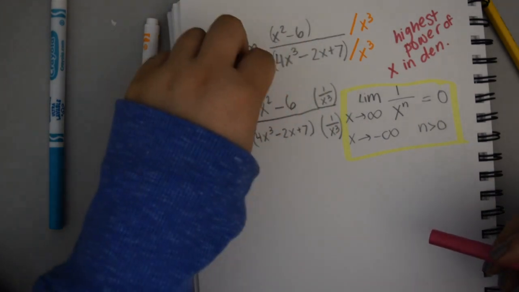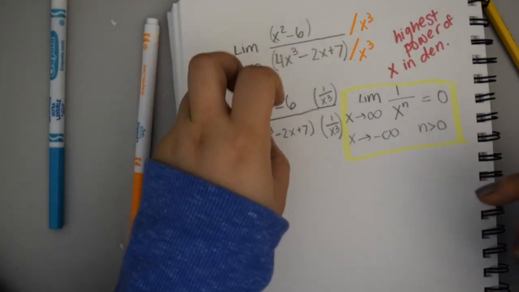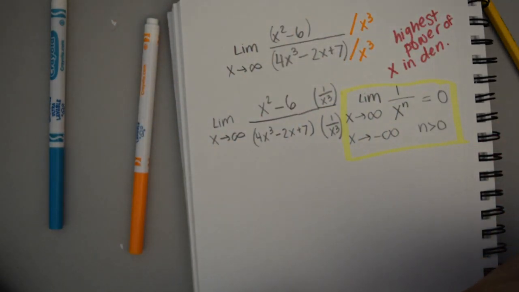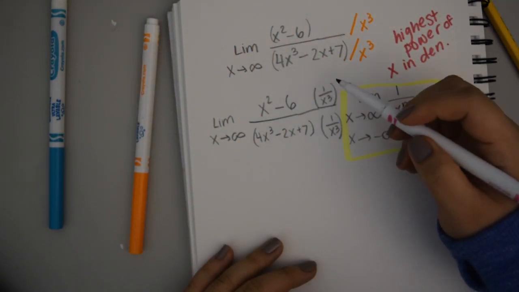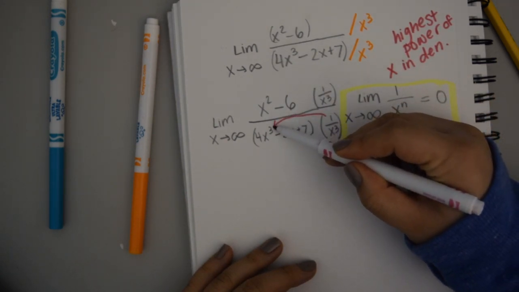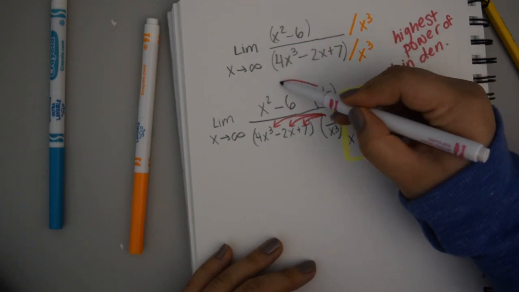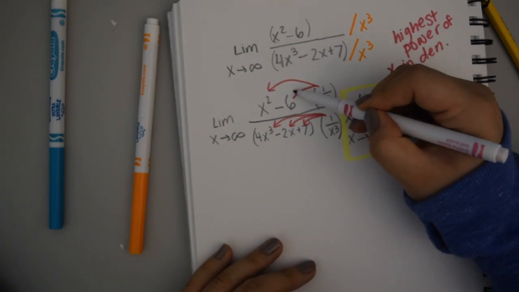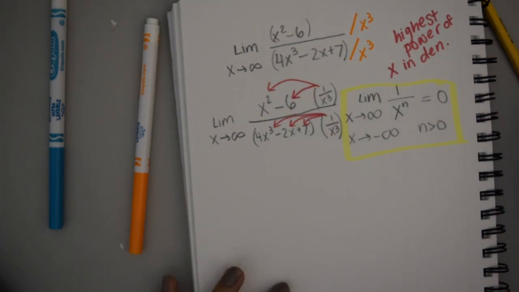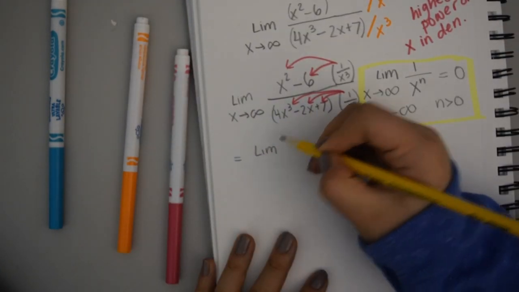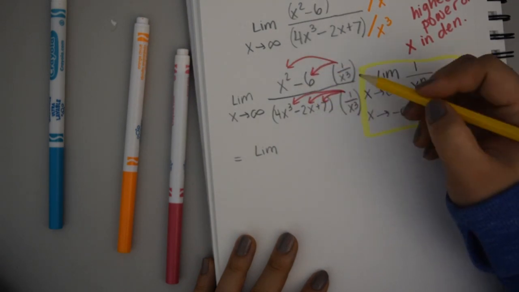So we're just going to make this the unit, the 1, and then everything else gets scaled down by that. So now we distribute this by multiplying each part, and then just use our exponent rules. So now we have the limit of, and now we can write each part individually.